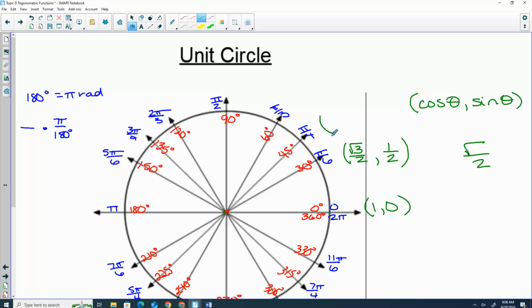Pi over 4. So if I fold in my 45, I have 2 fingers below. So cosine is the square root of 2 over 2. Sine is above, so the square root of 2 over 2.